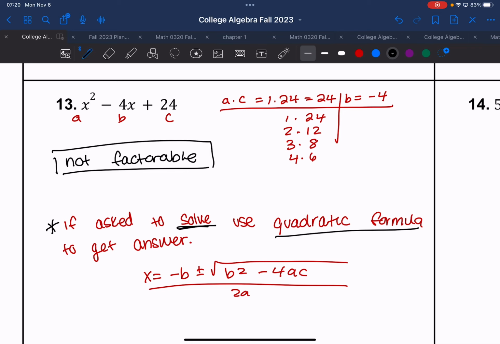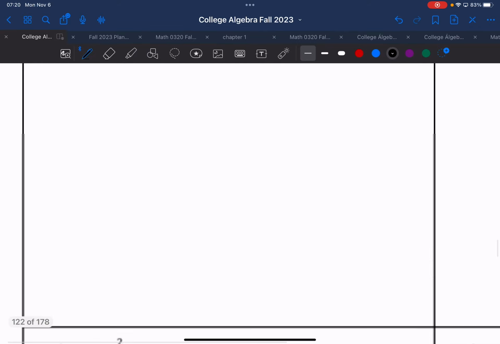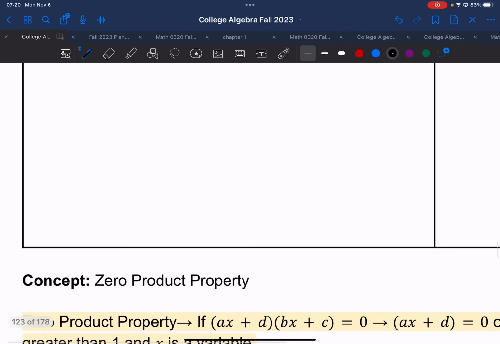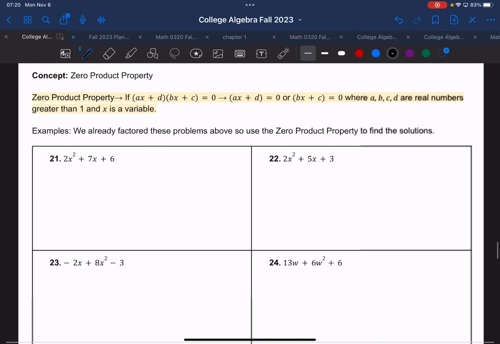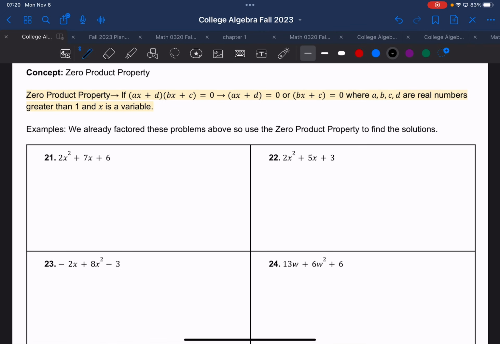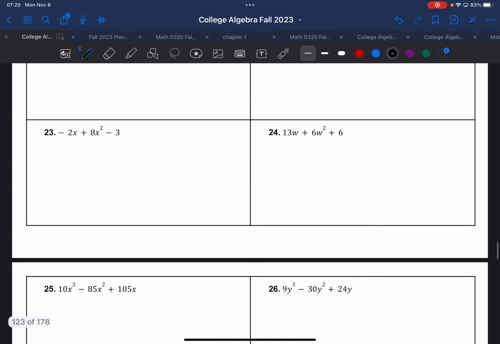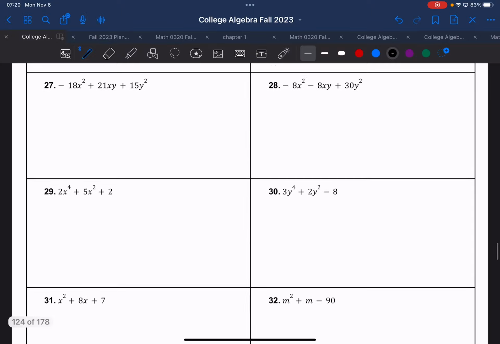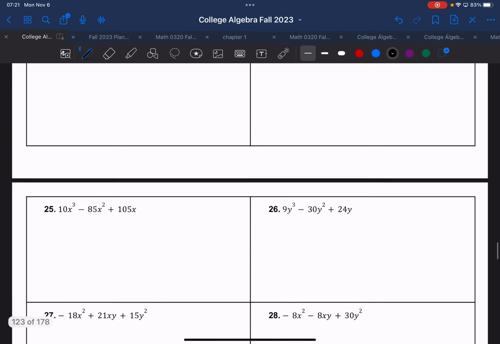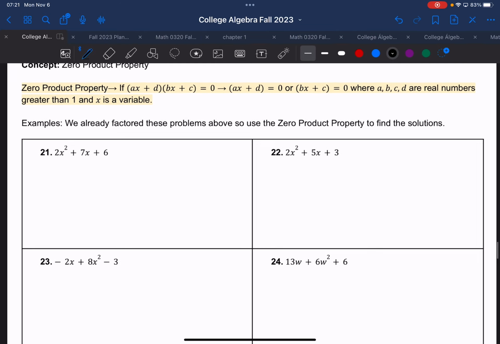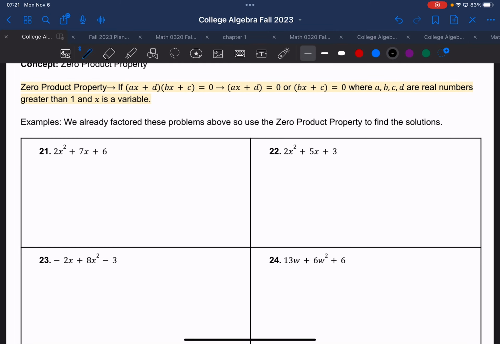Okay, so go ahead and go down to the next concept, which is the zero product property. Before I talk about that, I want to let you know that all these questions right here are exactly the same as the questions above. In this part, the only difference is that after we factor, we find the answer, we solve.